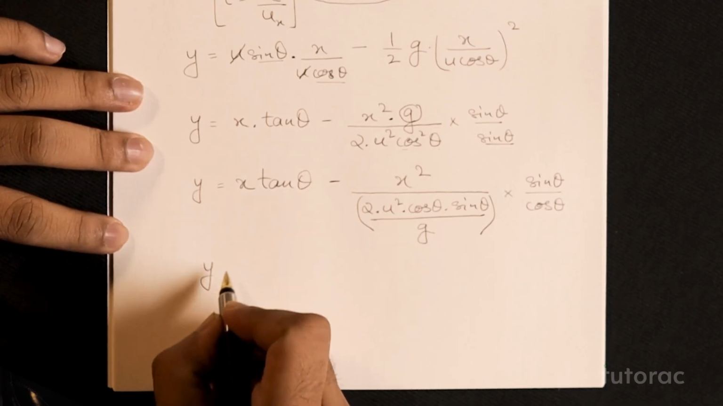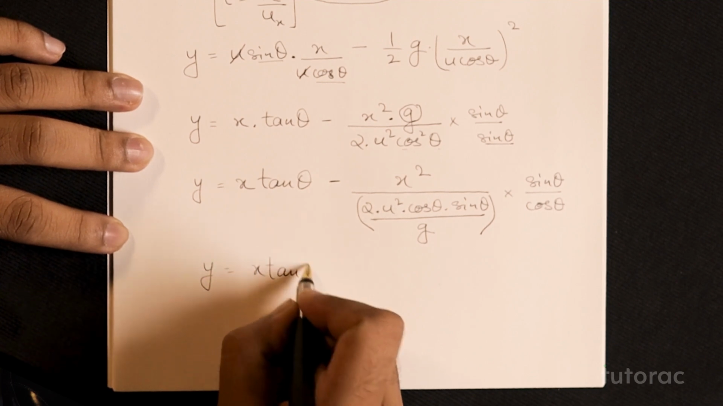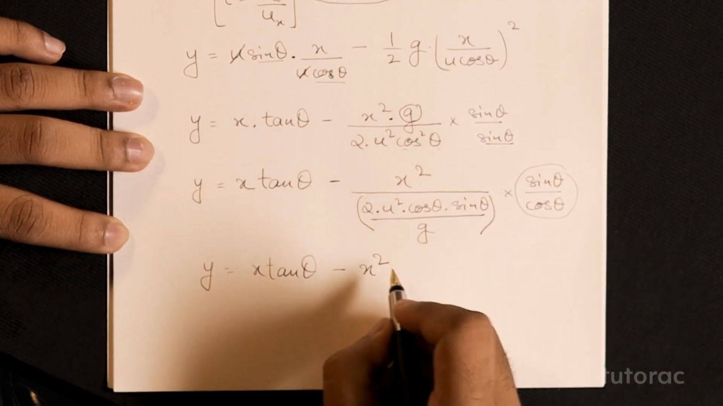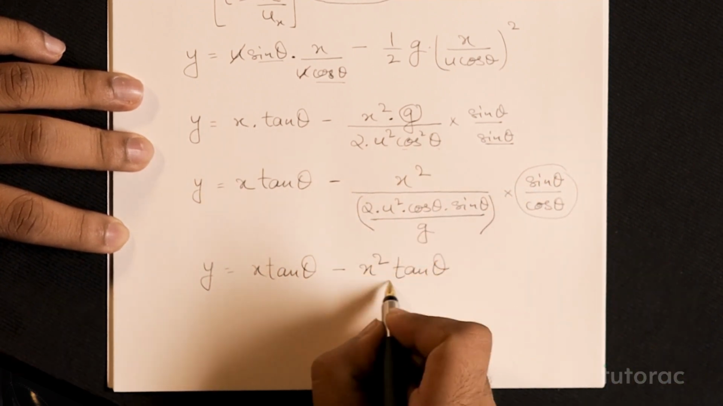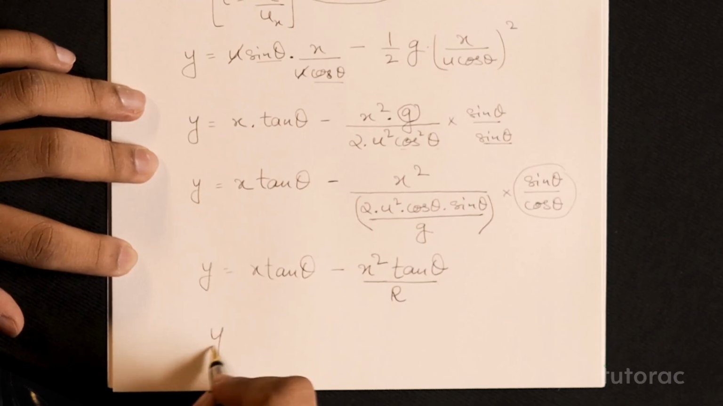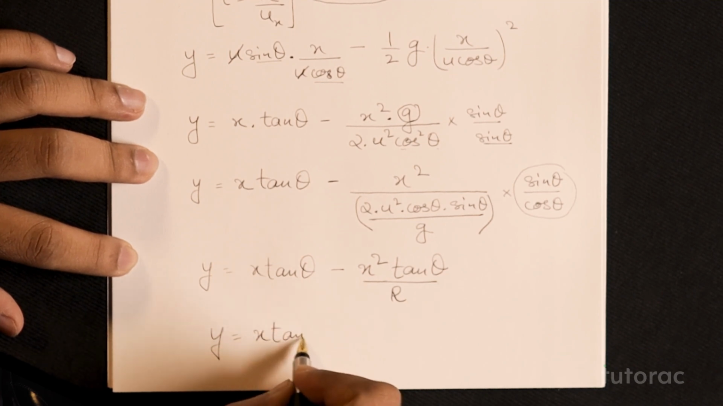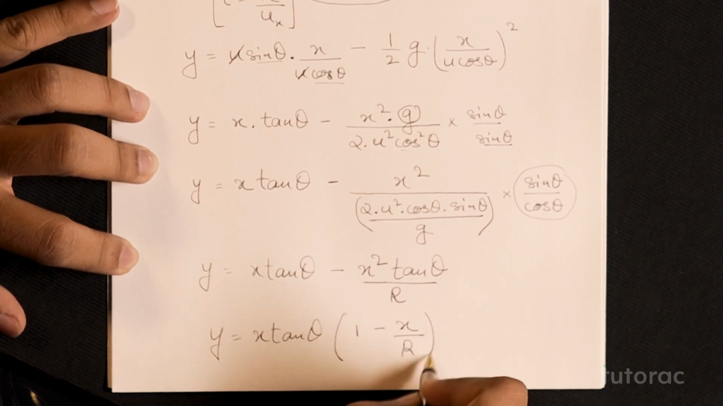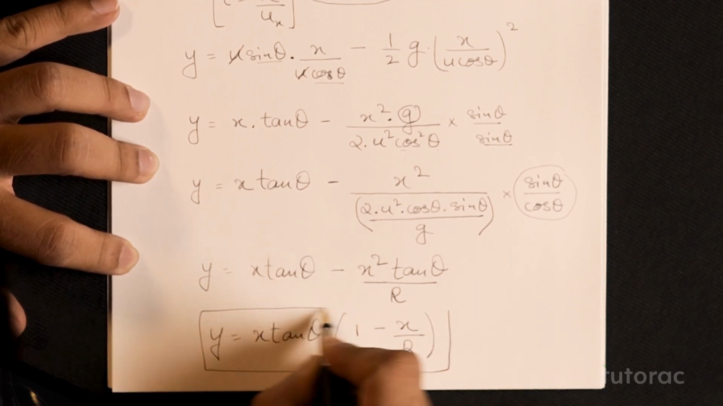2u square cos theta into sine theta by g. This is nothing but the horizontal range. So y is equal to x tan theta minus x square into sine theta by cos theta, which can again be written as tan theta, divided by R. From these two terms, if we take x tan theta common, we will get y is equal to x tan theta into 1 minus x by R, which is the equation of trajectory.